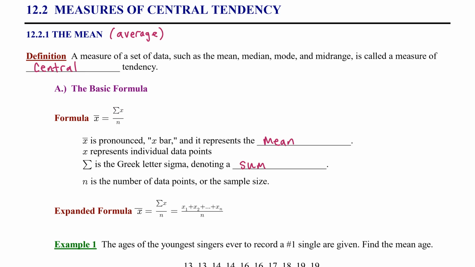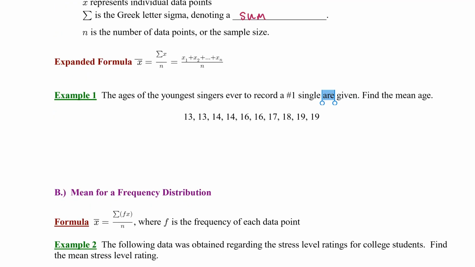So if you want to see it in expanded form, X bar, the average, is equal to the sum of the data points divided by the number of the data points. So we can expand this sum as the first data point plus the second data point. We continue doing that until we get to the last data point. Once I find that sum, I divide by the total number of elements that we have. So let's give it a try.